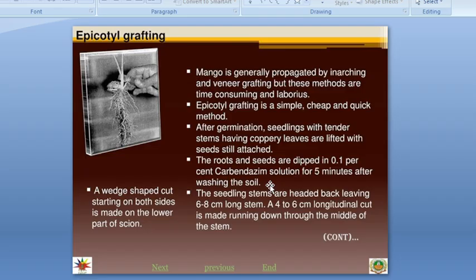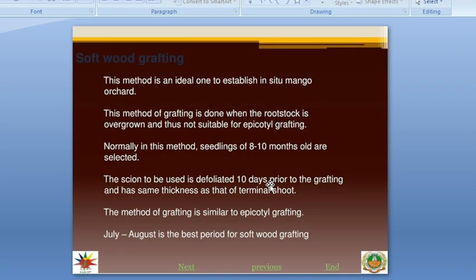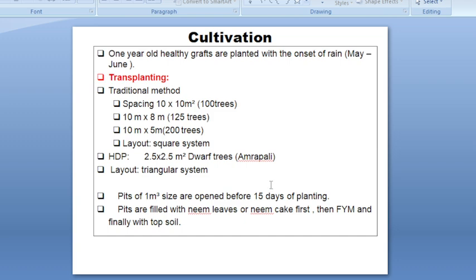Epicotyle grafting is done when the seedlings are at the coppery stage. July to August is the best season. There are different types of propagation methods, even in vegetative propagation, with different methods of grafting. But the commercial one is enarching, also called approach grafting.